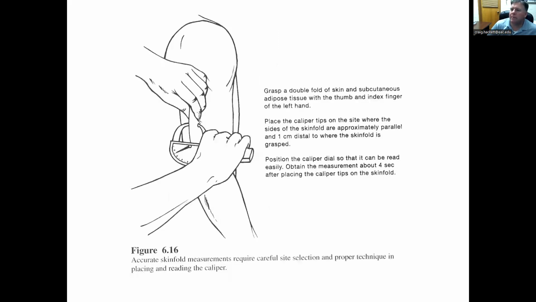So here's an example of how it gets pinched. You can read through it, and then of course you would pinch it, keep a hold of the skin, put the caliper on, take the measurement, release the caliper, release the skin. Because if you pull that caliper on while it's pinched, well, it hurts.